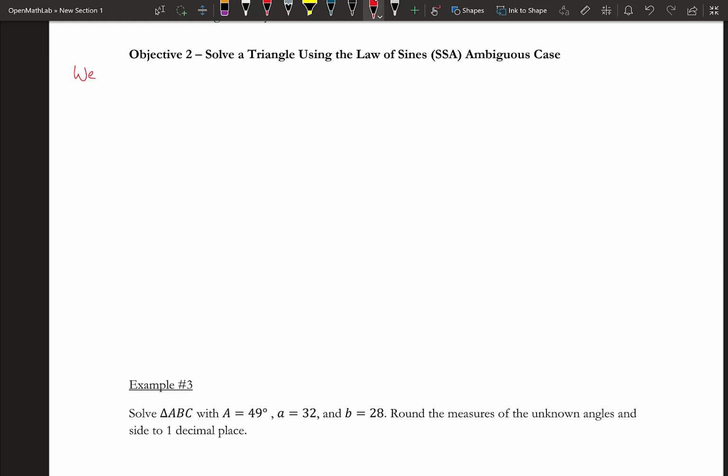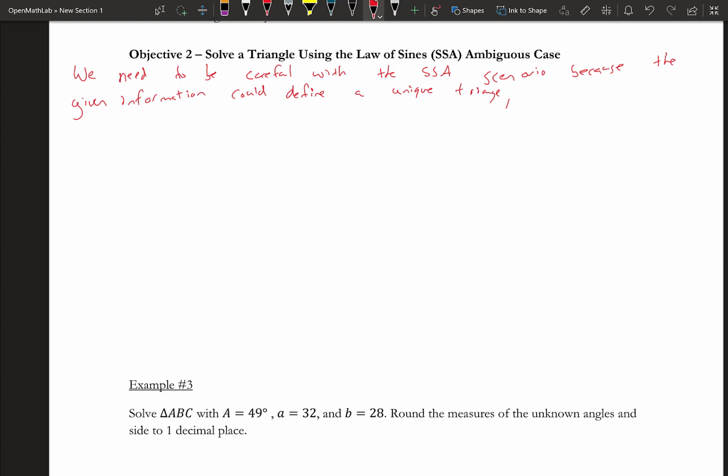So the idea is we need to be careful with the side angle scenario because the given information could define a unique triangle, or it could define two different triangles, or actually no triangle. So let me explain each of these.